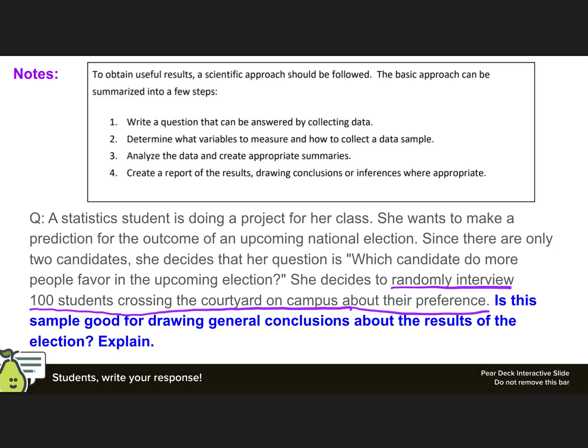Well, if we go back to our sampling techniques, randomly interviewing 100 students crossing the courtyard would probably fall under the convenient sample. And for a convenient sample, that is not a good sample. It has a lot of room for bias. There's people that maybe won't respond to the question, so you're going to leave some people out or have a group that's underrepresented. Depending on the time of day, that might also cause underrepresentation, because if it was 8 o'clock in the morning versus 2 p.m., you might get a different crowd to respond to these questions. So I would say that is not a good sample for drawing general conclusions.